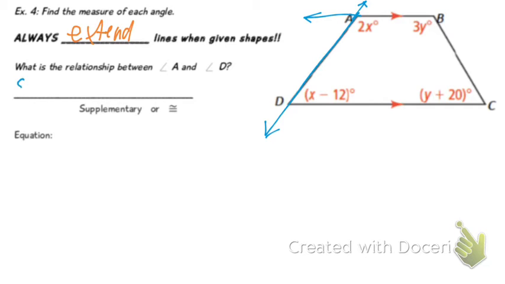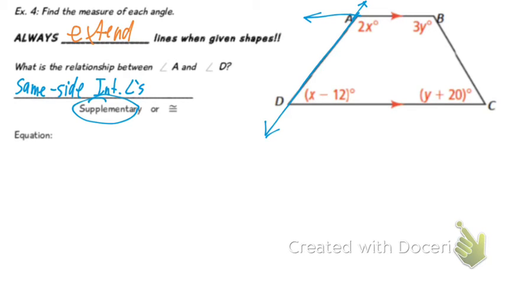Nailed it, Presley. Same side interior. They're on the same side of the transversal. They're both on the right side of this transversal, and they're both interior to these two parallel lines. And that does, in fact, mean they're supplementary because those lines are parallel. Questions on how we knew any of that before we write the equation?